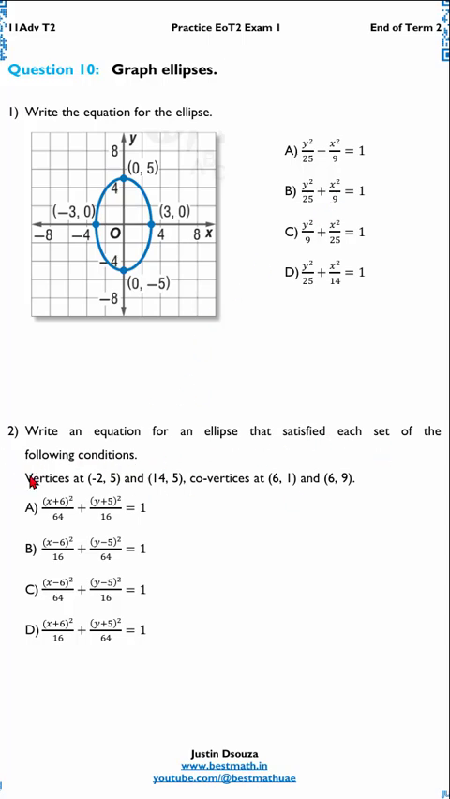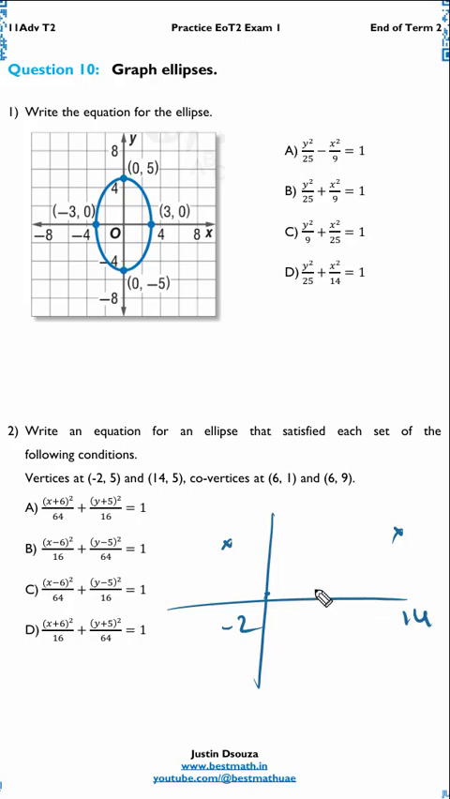Write an equation for an ellipse that satisfies the following set of conditions. The vertices are given as minus 2 and 5. So let's think about it for a while. The vertices have x as minus 2 and 5 somewhere over here, and 14 and 5, so let's assume that is 14. So here we have minus 2 and over here we have 14. Here we can find the midpoint of both. It's 14 plus 2, that's 16. Half of 16 is 8. From here you should count 8 and get the midpoint.